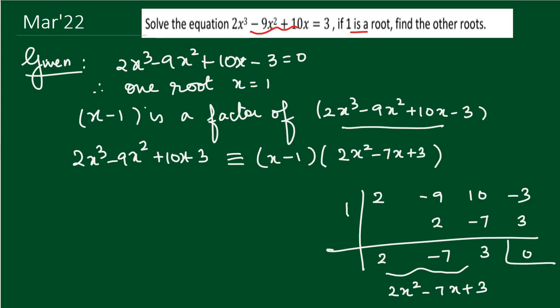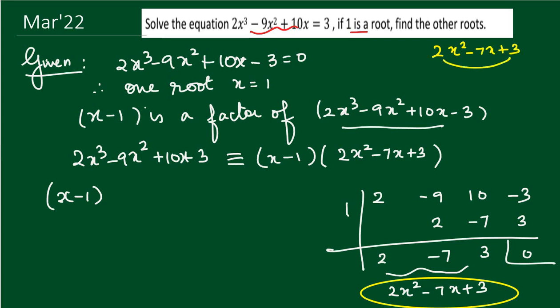Now we have to find the factors of this polynomial. Now to find the factors, we know that this is x minus 1 into taking 2x squared minus 7x plus 3, product is 6, and we get minus 7. It can be written as 2x squared minus 6x minus x plus 3, or this is 2x into x minus 3 minus 1 into x minus 3.